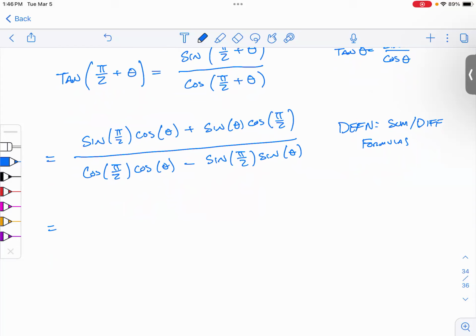Okay, so writing out my equations, all right, writing out my sum difference equations fully. Then what should we do? No one knows.